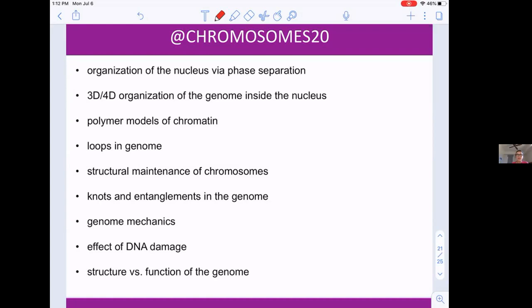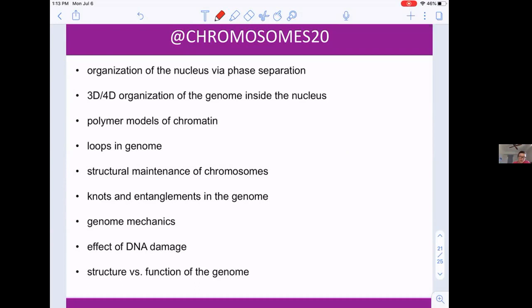So we are discussing the organization of the nucleus via phase separation, which I saw also woke up the most interest. We have discussed the 3D and 4D organization of the genome inside the nucleus. Now you can imagine, as I told you, there is all this activity and a complex hierarchical structure, but if there's activity and motion, how does that structure actually change in time? So now we need to understand that in 3D and 4D.